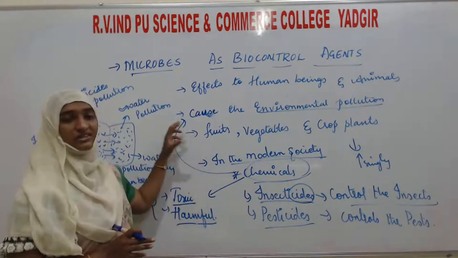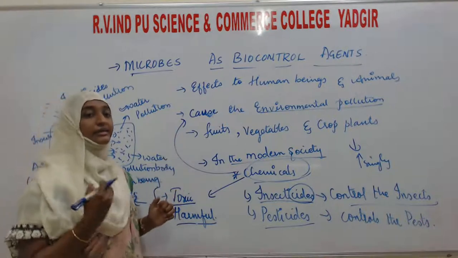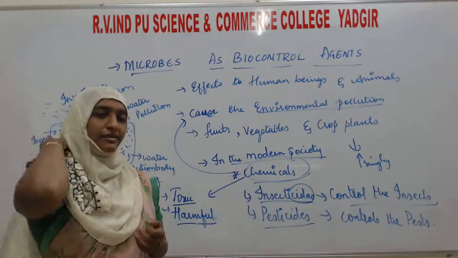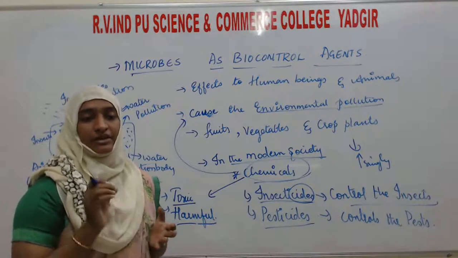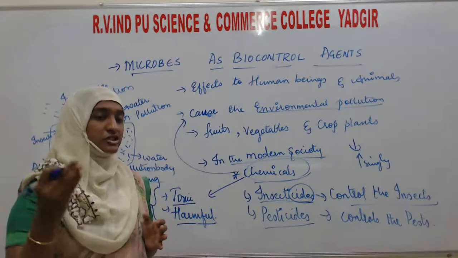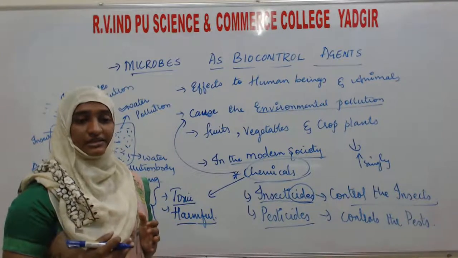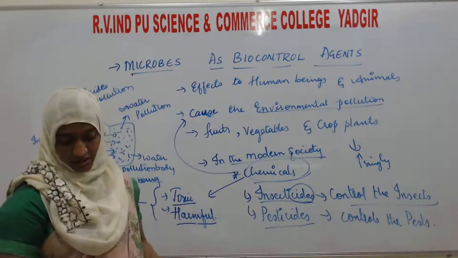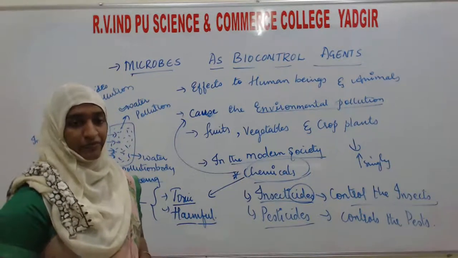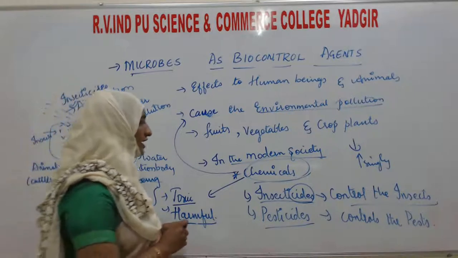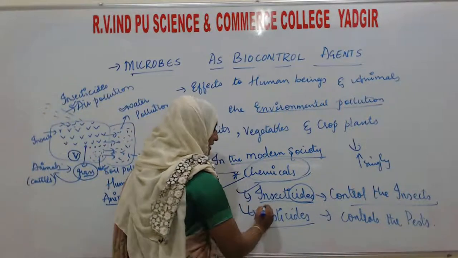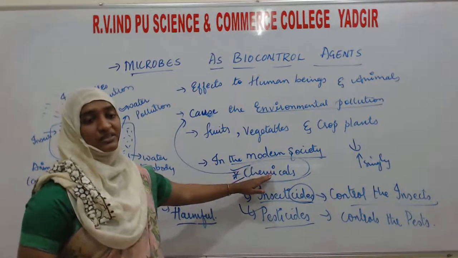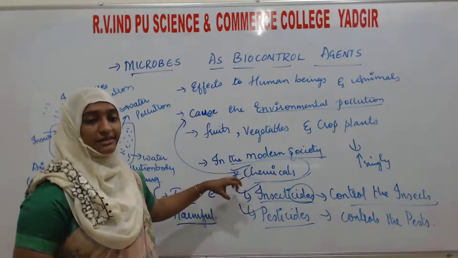These things are increasing day by day, but we are not noticing them. We are just getting the food and eating it. But the food which comes from the crop fields and agriculture fields is highly toxic and extremely harmful to us. So in this way, we should avoid using insecticides and pesticides, or altogether avoid using chemicals to control insects or pests.